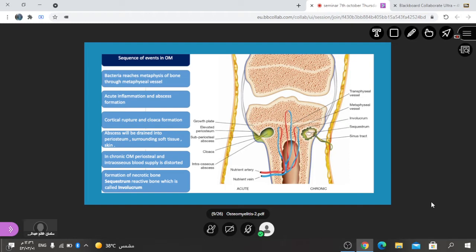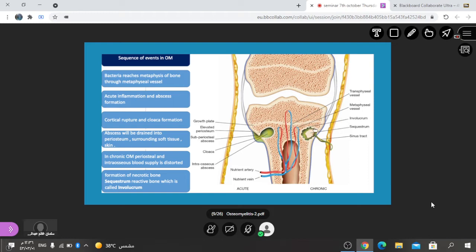We call it sequestrum. The problem with the sequestrum is that it's bone itself. It can work as a source of infection, and also the pathogen can use it as protection against antibiotics. So that's why chronic osteomyelitis is very difficult to treat with antibiotics only, and there is a high chance of recurrence. And around this necrotic bone, we will have reactive new bone formation.